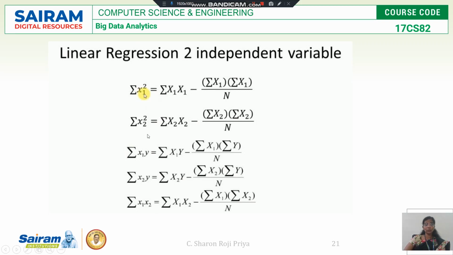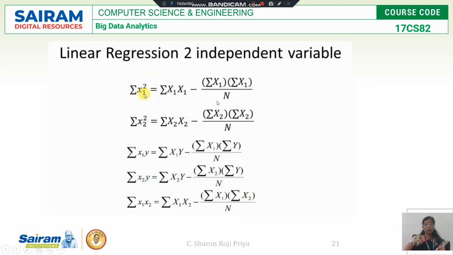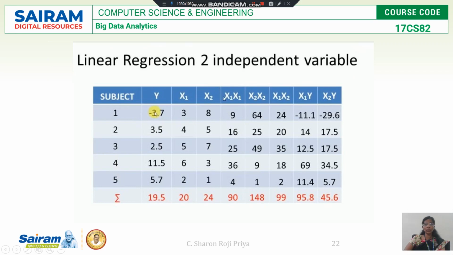So what you have to do is first rewrite the given tabular column. Initially, you had been given y, x1, and x2. Now you need these values: x1 square, x2 square, x1x2, x1y, and x2y. So you can rewrite the table with these columns.